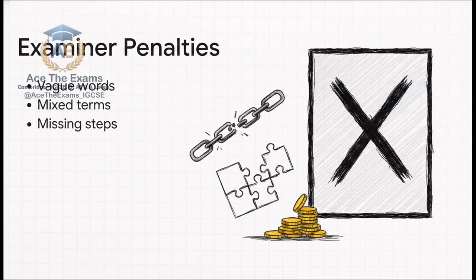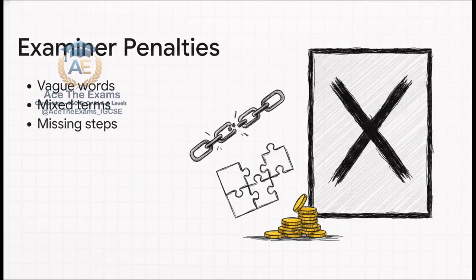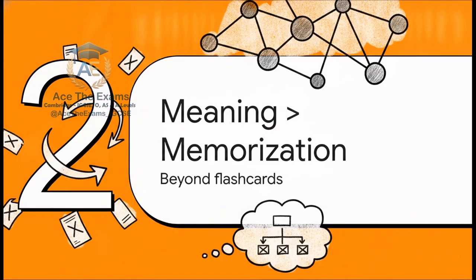For example, you might correctly identify that a MAC address uses hexadecimal, right? But if you don't explain why it's used in that specific network device, your mark is capped. Stating an advantage without giving the underlying technical reason is a guaranteed way to just leave points sitting on the table. Moving on to part 2, meaning over memorization.